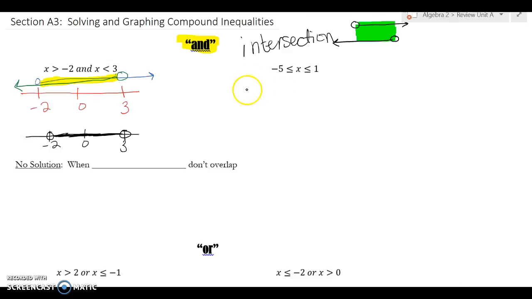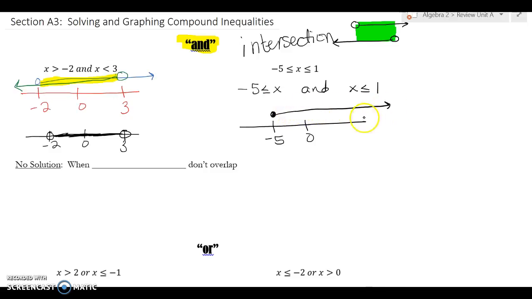What you could do is if you wanted to, you can write it down as -5 is less than x, and x is less than 1. And what happens is I have a -5, and it says x is greater than -5, so it's a closed circle going to the right. And then at 1, I have a closed circle going to the left. And again, it's your overlap section, which is right here. And so if I were just to graph this, I would use -5, closed circle, 1, closed circle, and have them come together.